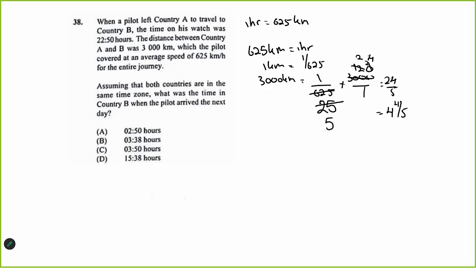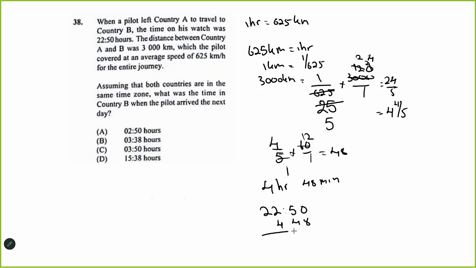4/5 of an hour would be 4 over 5 multiplied by 60 over 1. 5 into 60 is 12. 4 12s are 48. So it'll be 48 minutes. So it'll be 4 hours and 48 minutes. So we know it is 22:50 plus 4:48. 5, 6, 7, 8, 9. 4, 5, 2, 4, 5, 6, 26.